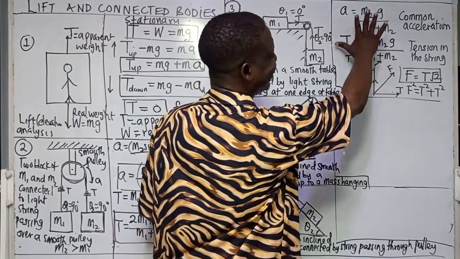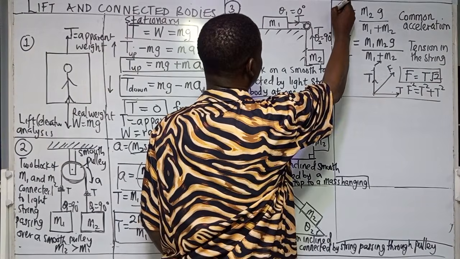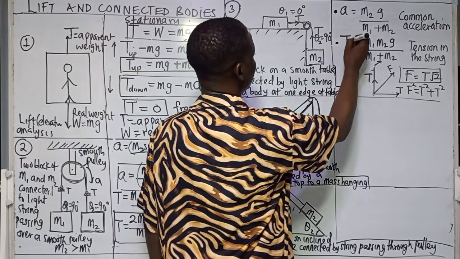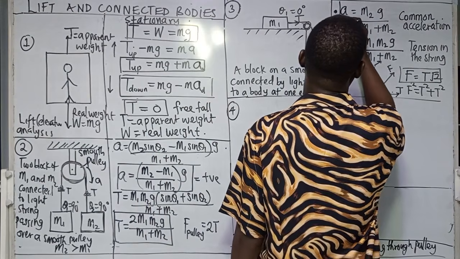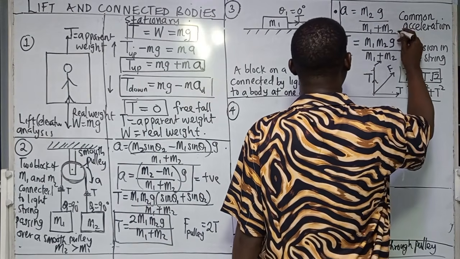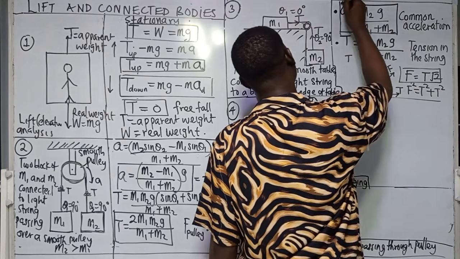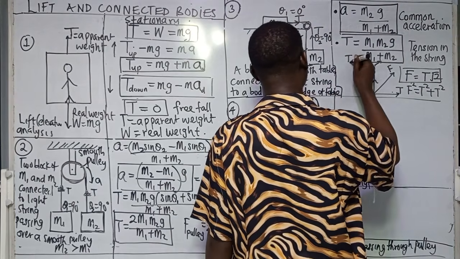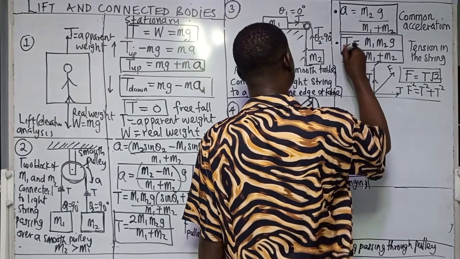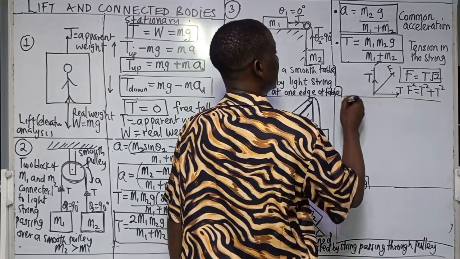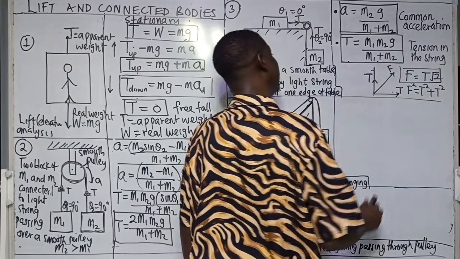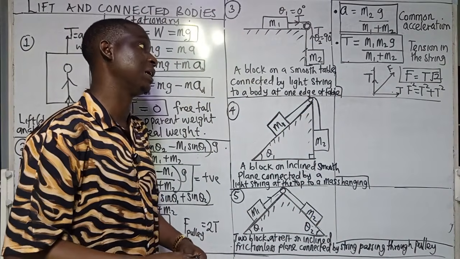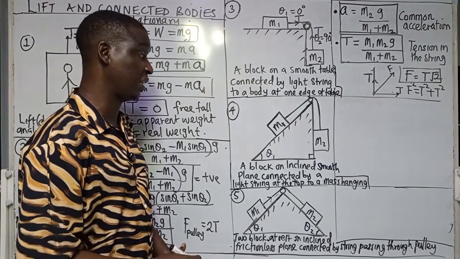Now these are the three things they will ask you: the common acceleration, the tension, and the force in the pulley. If they will not ask you, I will not tell you. So I'm telling you because you will need it for this particular topic. In physics, we make emphasis on formulas. You understand? And that is the emphasis I just laid.